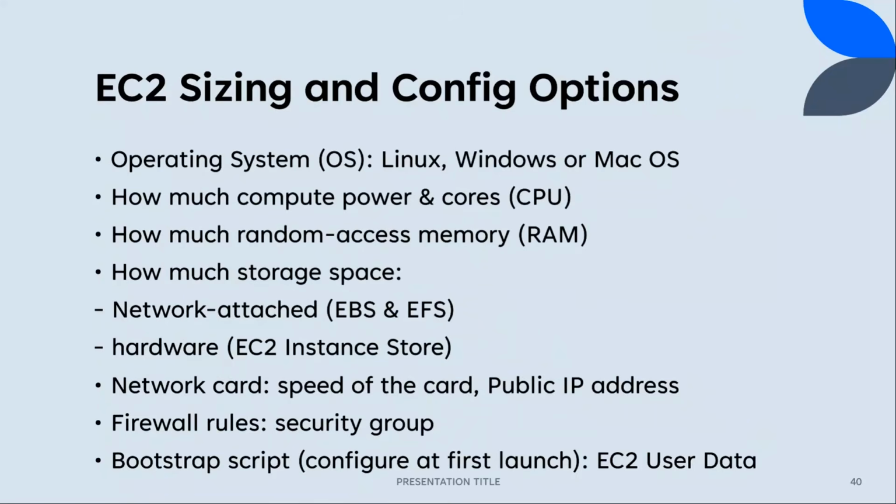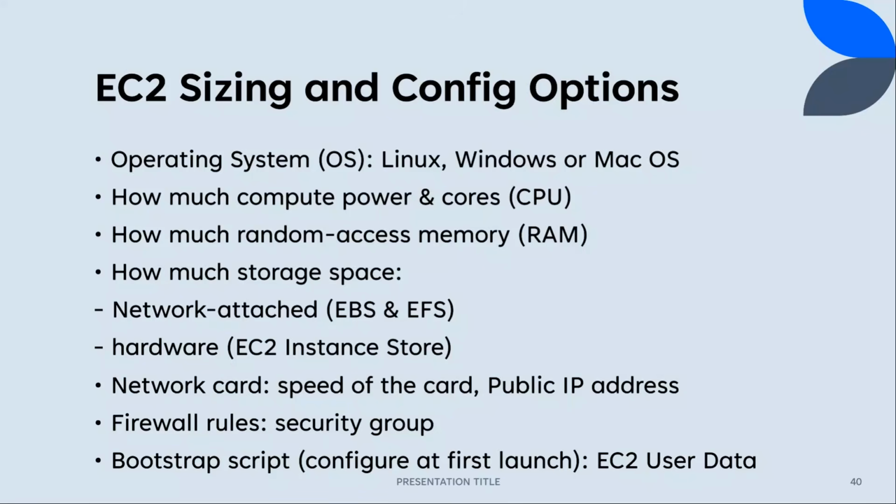Okay, now EC2 sizing options. There are a lot of configurations that you can do while you are creating an EC2 instance. For example, you can choose the type of operating system like Linux, Windows or Mac OS. You can choose how much compute power and cores you need, and how much RAM you need. You can also choose your drives, EBS and EFS. If you want a file system kind of thing, you go with EFS, Elastic File System. If you want a network drive, an SSD network drive, then you can go for EBS, Elastic Block Store.